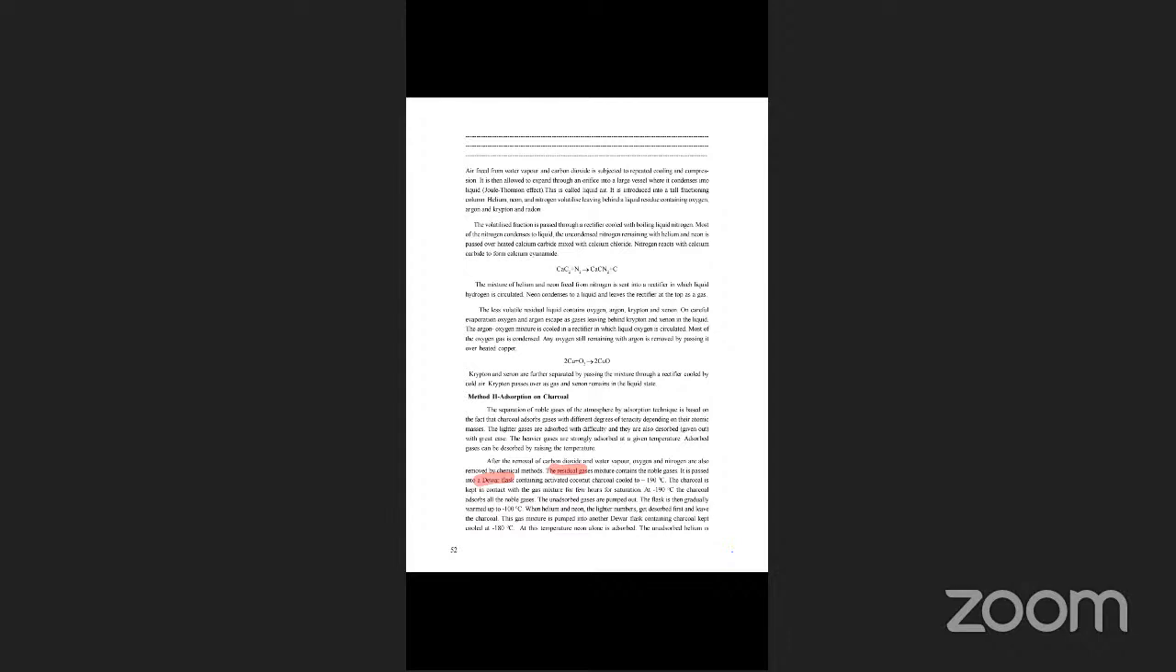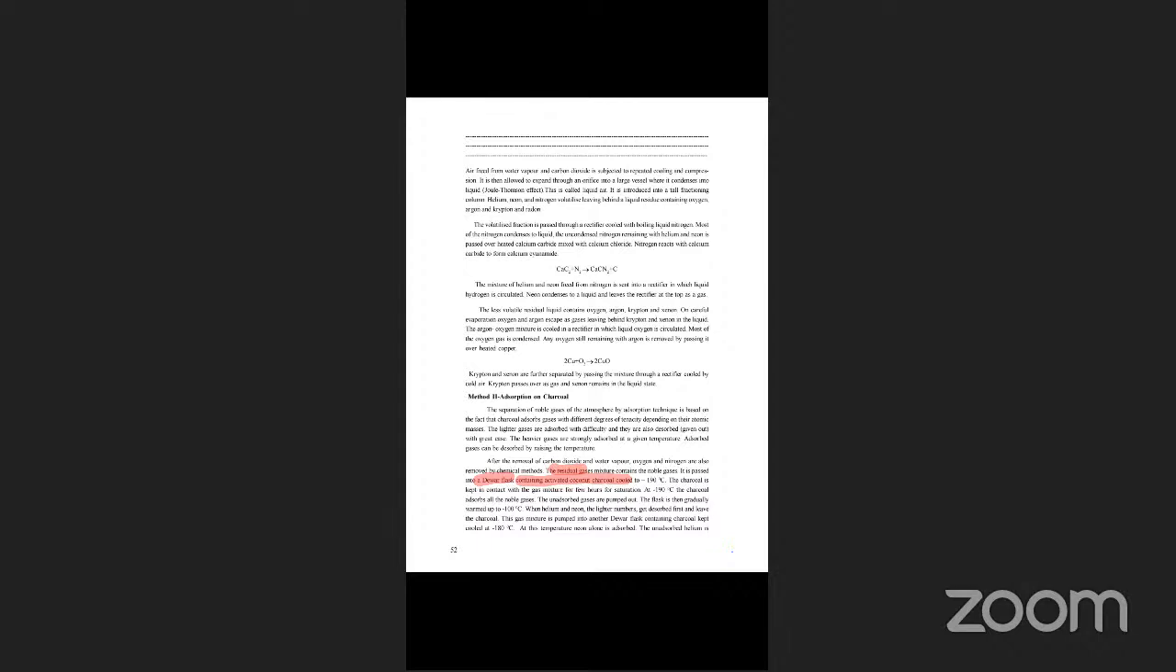They ask what is Dewar's method for the adsorption on charcoal for isolation of noble gases. Write Dewar's method. The Dewar flask contains activated coconut charcoal, cooled to minus 190 degrees centigrade. The noble gases are passed over the activated charcoal. Cooled means lower temperature. What is the temperature? Minus 190 degrees.